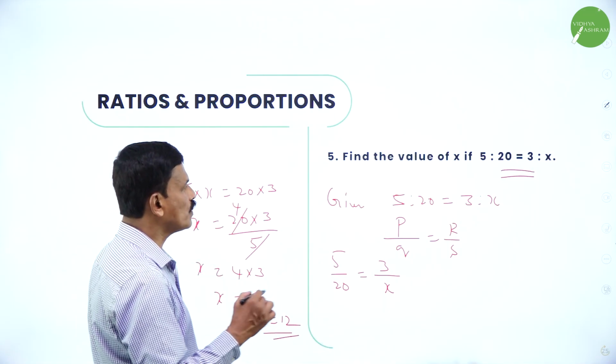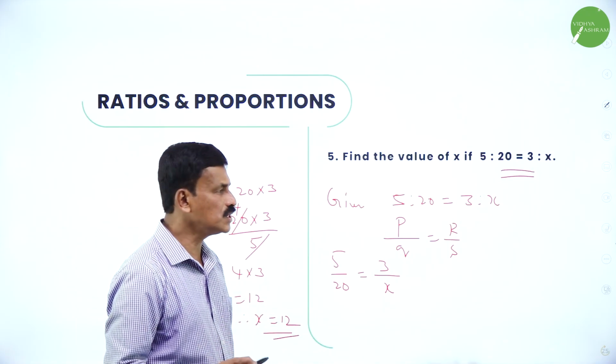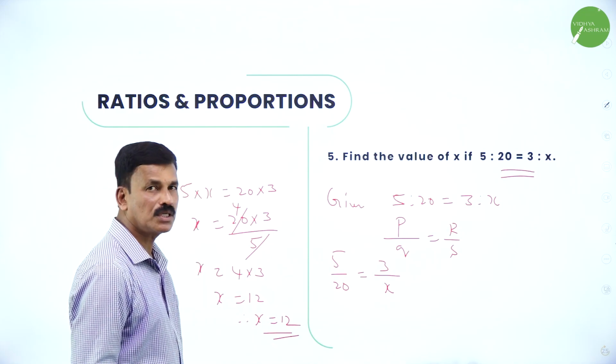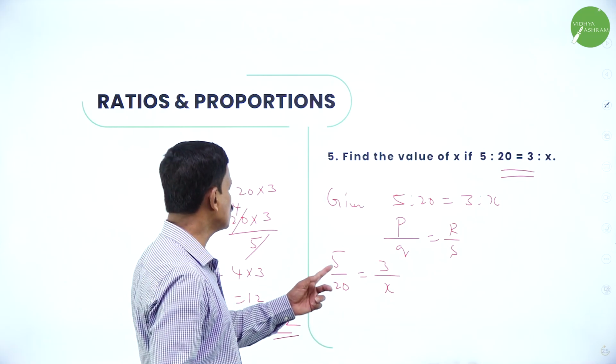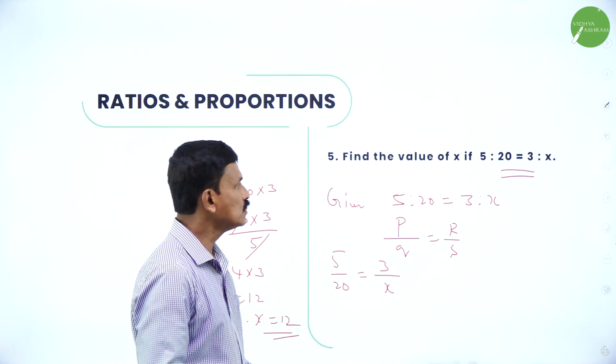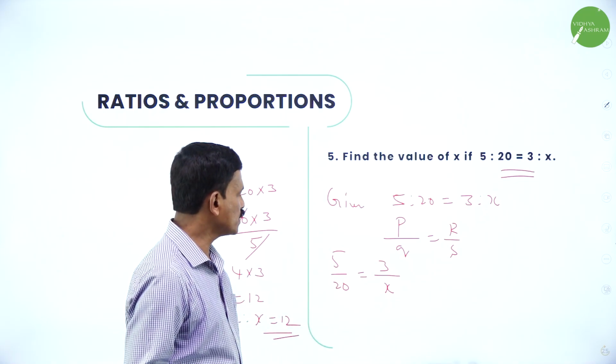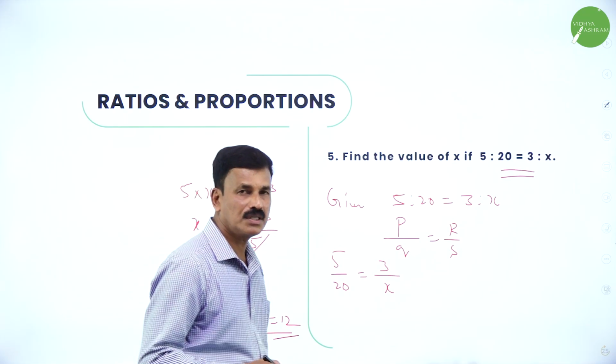That's it. So 5 is to 20 is also equal to 3 is to 12. Very simple, right? Very simple. See, 5x is equal to 20 into 3, 60. x is equal to 60 by 5 is nothing but 12. So the value of x is equal to 12 is the required answer.